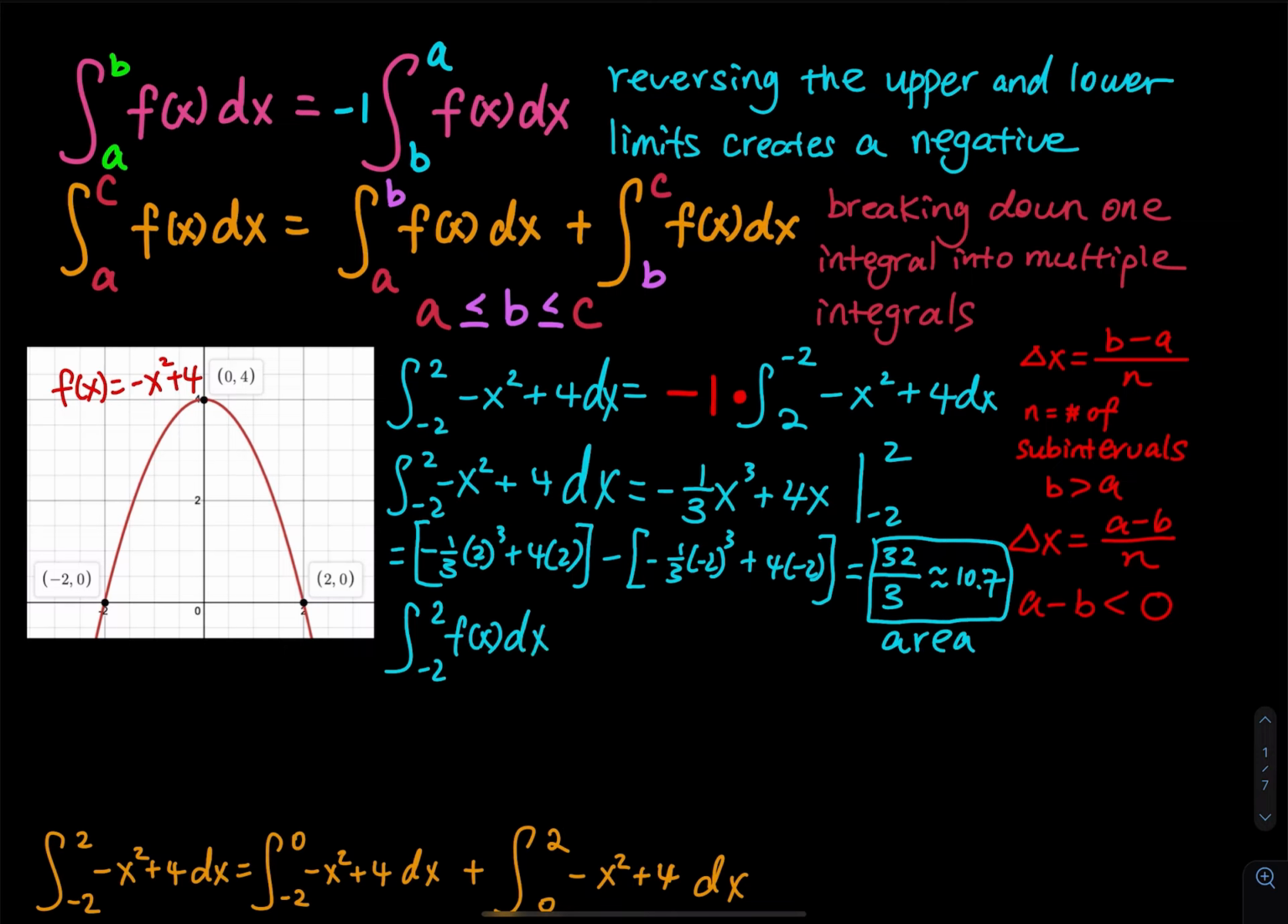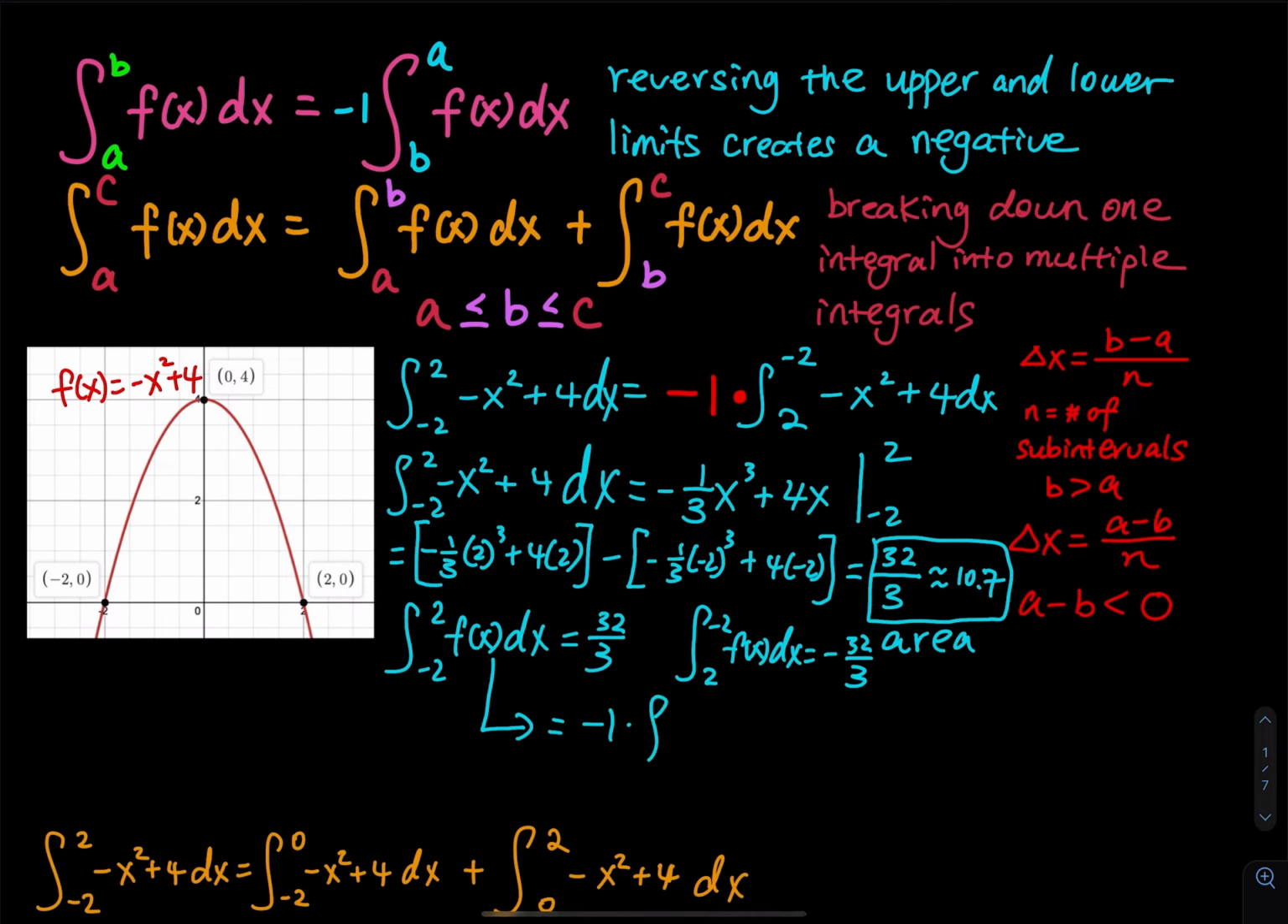So this one, we got the answer, that is equal to 32 over 3, right? And then we know that if we do this from 2 to negative 2, f of x dx, what does the area become? The area becomes negative 32 over 3. All right. And this integral is equal to negative 1 times, you reverse them, so from 2 to negative 2, f of x dx.